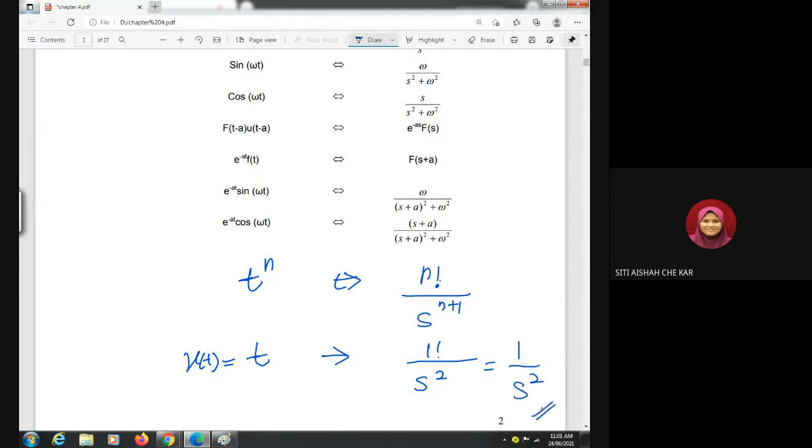Okay, let's say I have x(t) equal to t to the power of 2. So what is my Laplace transform using this formula?